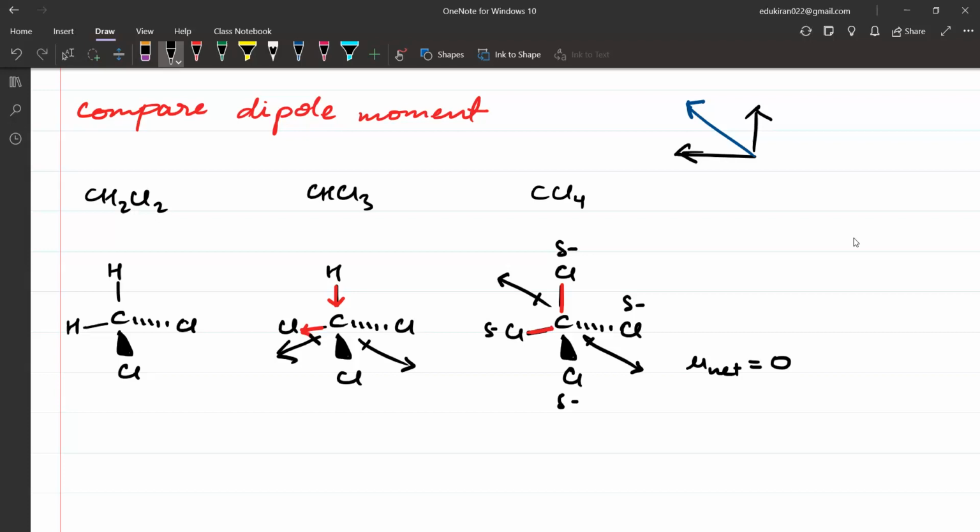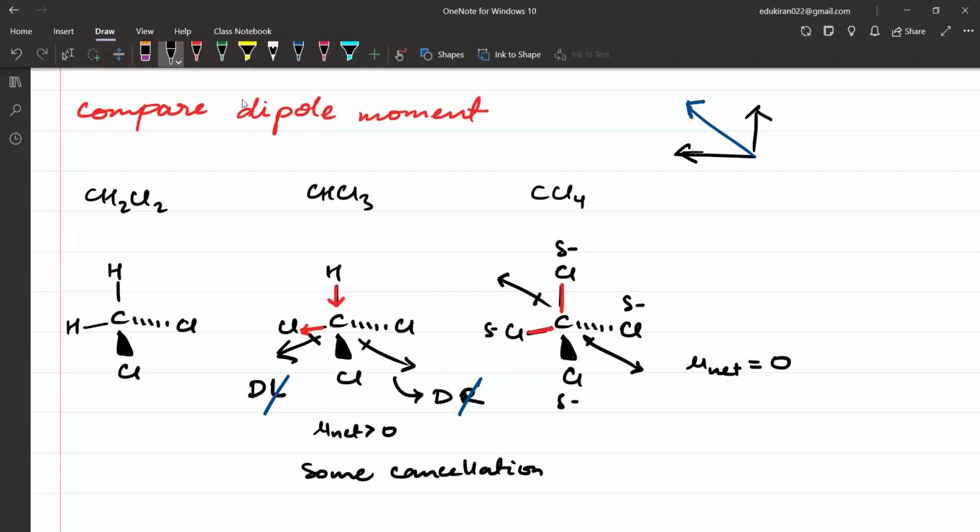This dipole is also downward, but this dipole is downward and right. This is downward, but it is left, right? Now what is going to happen? This left and right will cancel each other out. You will get a net dipole which is downward only. So there is some cancellation happening, correct? Mu net is greater than 0. I will write mu net. It is greater than 0, but some cancellation is happening.